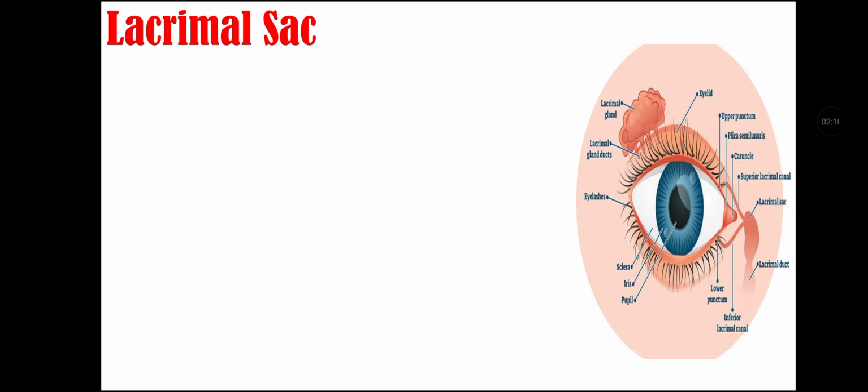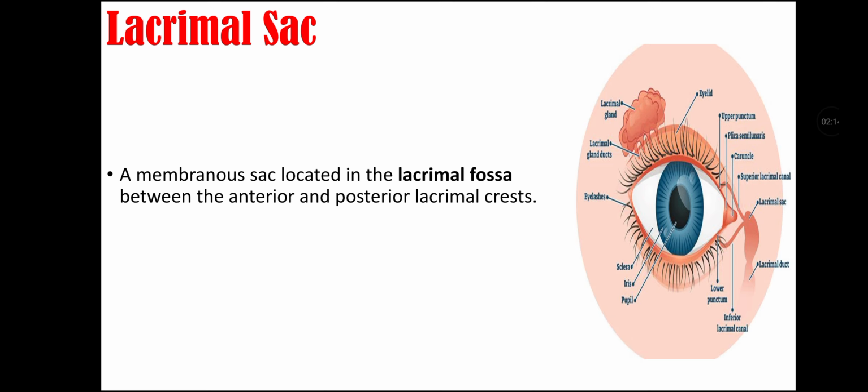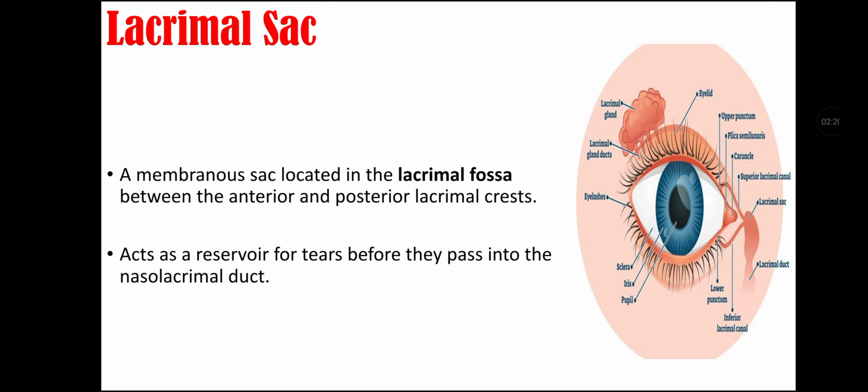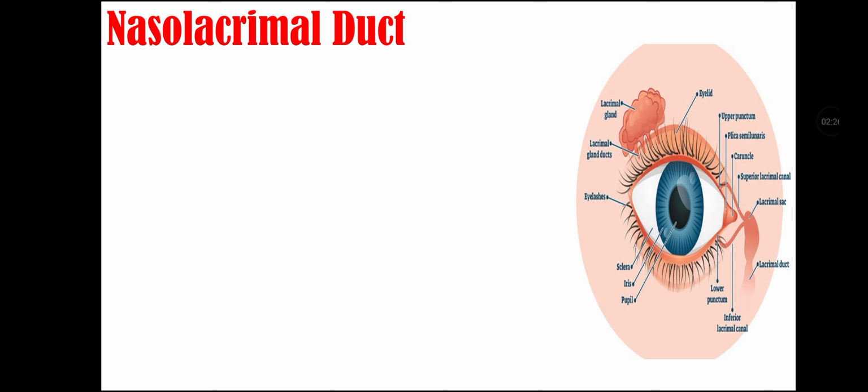the lacrimal sac. Next part is the lacrimal sac, that is a membranous sac located in the lacrimal fossa between the anterior and posterior lacrimal crest. It acts as a reservoir for tears before they pass into the nasolacrimal duct.